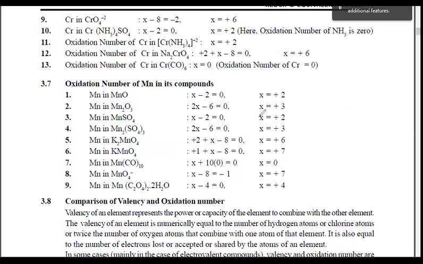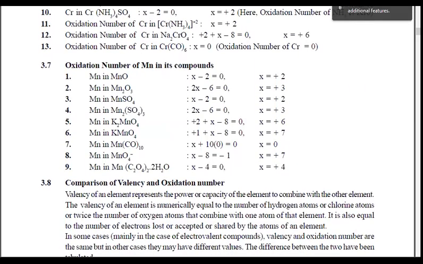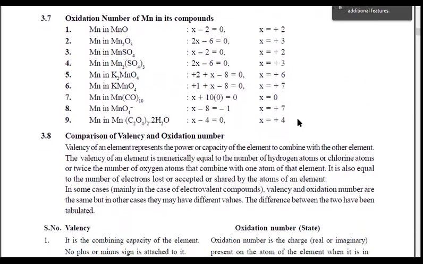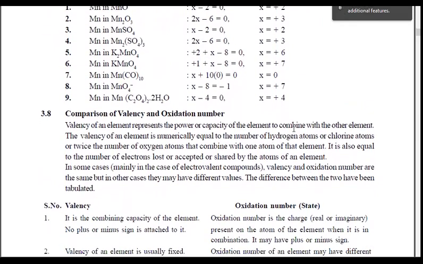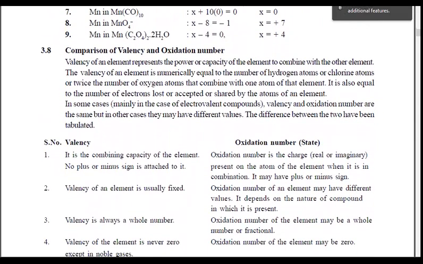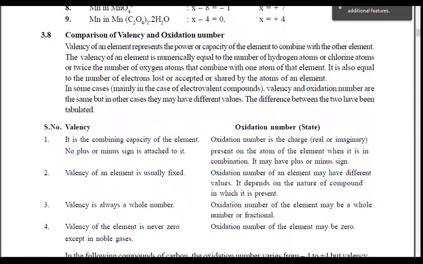That's it. Okay. Now, I hope all of you remember the valency. What's the definition of valency? So if I ask you, is valency the same as oxidation number? No, obviously not. Valency and oxidation number are not the same. Right, everyone? Tell me.